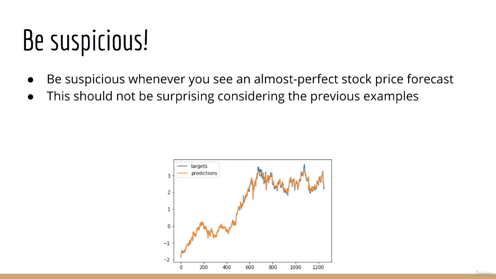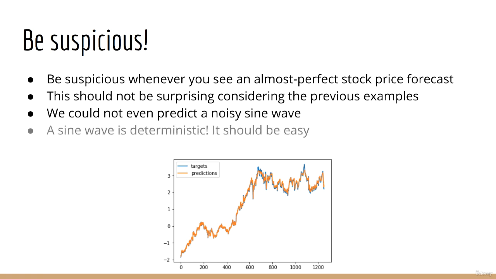I asked you earlier to keep in mind the previous examples we did in this section. If you recall, we had trouble getting an RNN to predict a noisy sine wave. The underlying function in a noisy sine wave is a sine wave. It's a deterministic signal. You can imagine that if we have problems even with that, then in comparison, stock prices should be a huge problem.